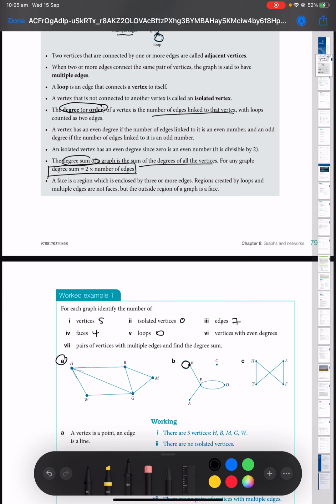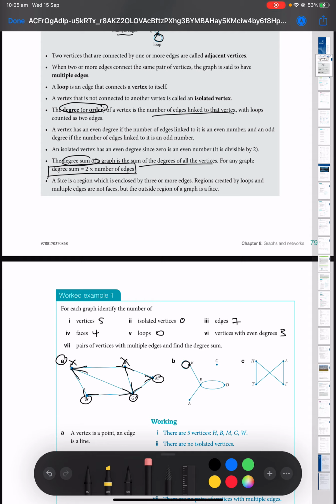1, 2, and 3, which means that is not even. 1, 2, 3, that is not even. 1, 2, yes. 1, 2, 3, 4, yes. 1, 2, yes. So it has 3 of its vertices with even degrees. And then pairs of vertices with multiple edges. Okay, so there are no pairs here that have multiple edges.